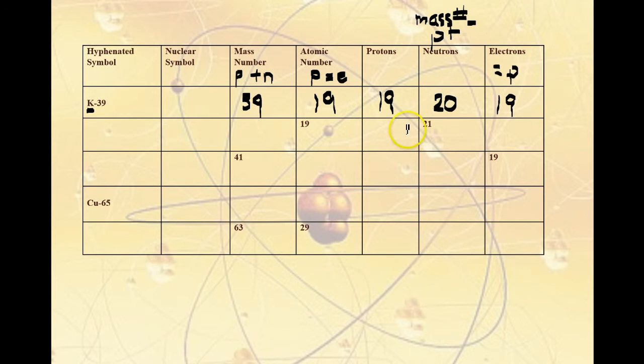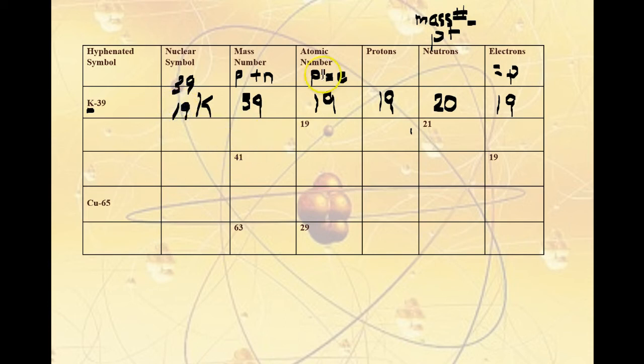So given any of this information, we should be able to figure out the rest of the information about that isotope. Let's take a look at this nuclear symbol. So we would put potassium. We have the mass number, which is superscripted, that's 39, and then the atomic number, which is 19. And that would be our nuclear symbol.